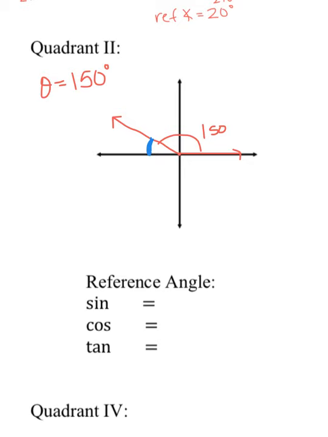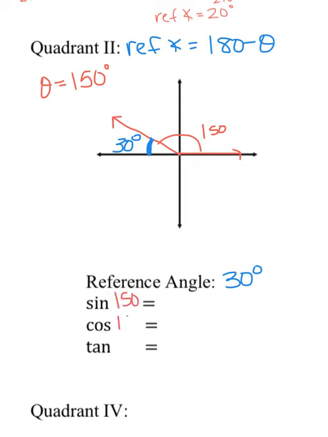So if you go 150, you have to see how much more would you have to go to get to 180, because 180 would be that straight line. So you would have to go another 30 degrees. So your reference angle is 30 degrees. Your general rule in quadrant 2 is that your reference angle is equal to 180 minus whatever theta is. 180, and then you back up however much. Okay? So now I want you to write, I should have had you write this down before. You're going to put 150 in for all of these because that's the number that I chose.